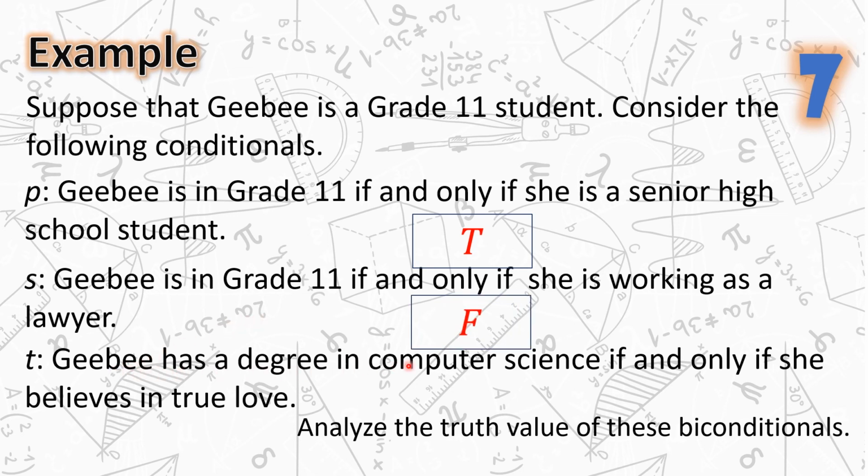GB has a degree in computer science, that is false, since GB is still a grade 11 student. She believes in true love. So the truth value for proposition T will depend on the truth value of the second component. She believes in true love.